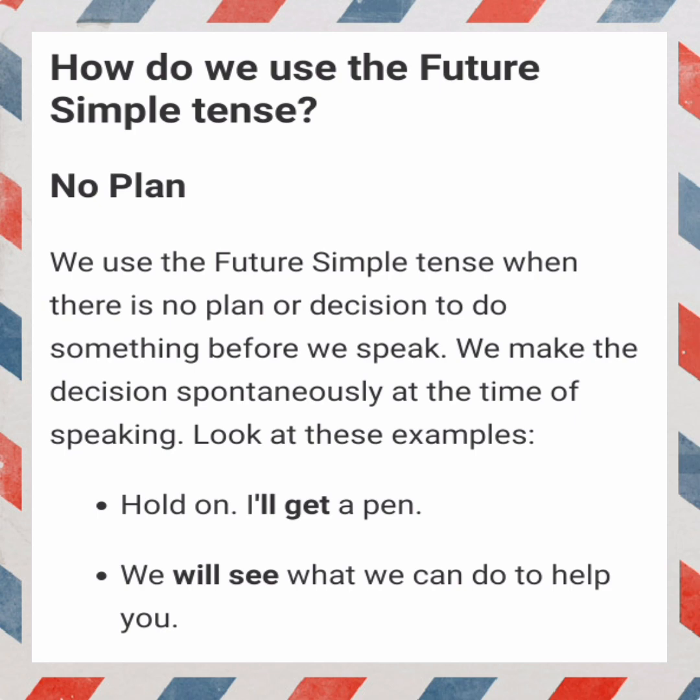Now let's see when do we use this future tense. When there is no plan, we use this future tense. We use the future tense when there is no plan or decision to do something before we speak. We make the decision spontaneously at the time of speaking. Example: hold on, I will get a pen. We'll see what we can do to help you.